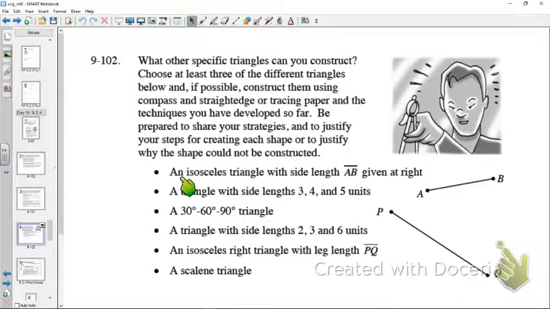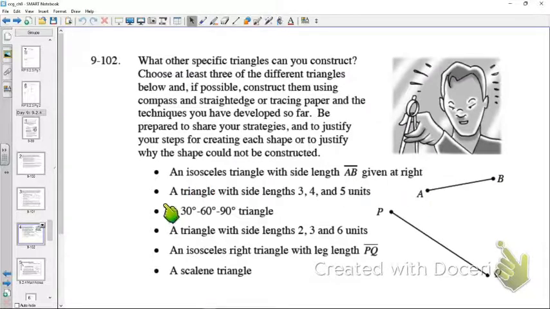Okay, so for classwork, you're going to construct them, and you're going to write some directions for them, kind of like how I gave you directions. I'm going to make you write directions. So I want you to do the following. An isosceles triangle with side length AB given at right. So these would be the two sides that are isosceles.